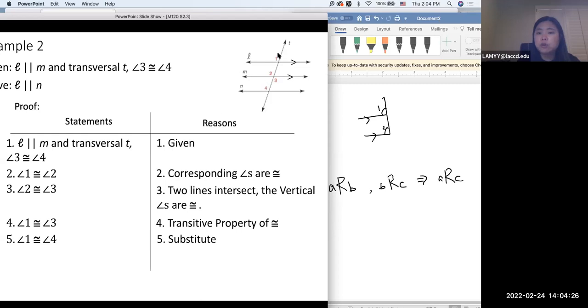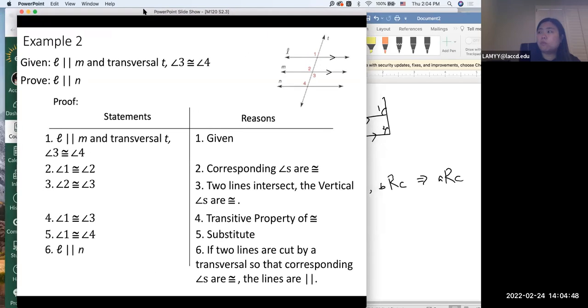Okay, so we prove angle 1 and angle 4 are congruent. And remember angle 4 and angle 1, this is also the corresponding angle, right? If angle 1 is congruent to angle 4 by corresponding angles, then line L is parallel to line N. So I assume you should be able to do this kind of proof. Some proofs I know are kind of complicated. I won't put those on the exam, but a question like this, you should be able to do it.